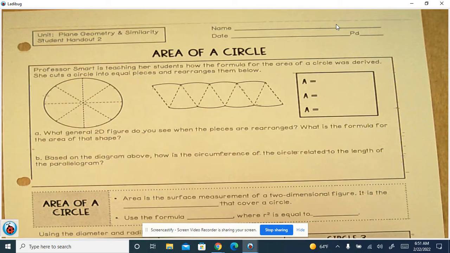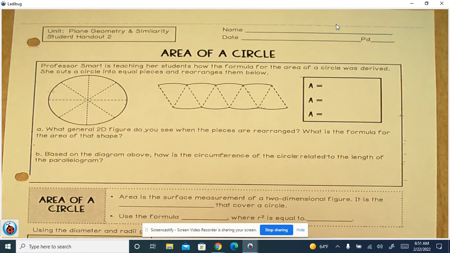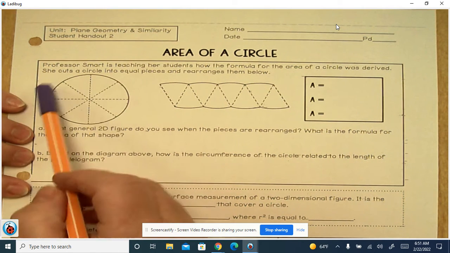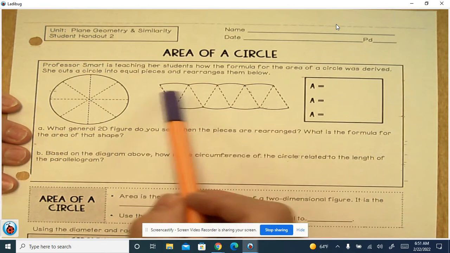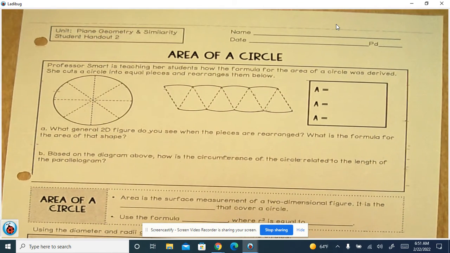This video is on the area of a circle. Professor Smart is teaching her students how the formula for area of a circle was derived. She cuts the circle into equal pieces and rearranges them below. So she cut this circle and rearranged them like this. So what figure do you think you see when these pieces are rearranged?